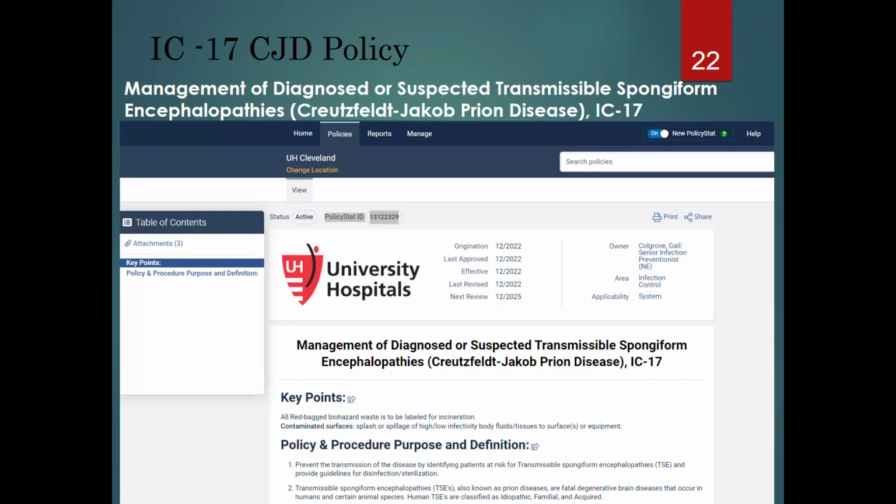It is important to understand how and where to locate this policy. On the UH Intranet homepage, if you select Menu in the top left corner and drop down to Policies and Forms, you will see a drop-down arrow for System Policies. There you will be able to search for CJD or related terminology on PolicyStat. You can also look it up with its PolicyStat ID listed below, 13122-329. Please take some time to review this policy in addition to this module.